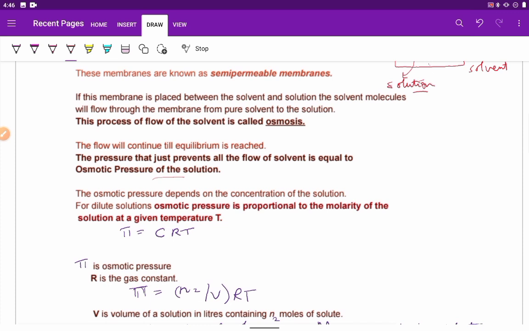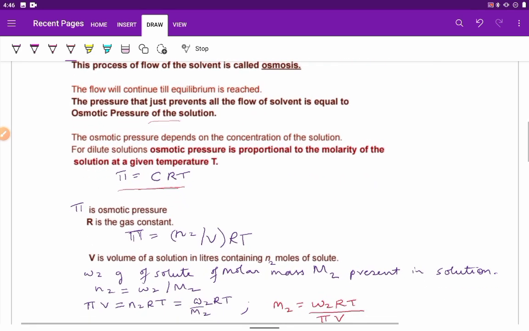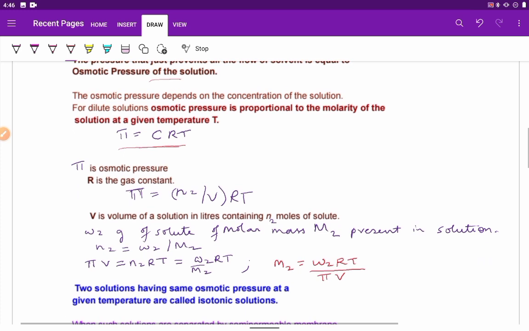So we can state pi equal to CRT, where pi is the osmotic pressure and R is the gas constant. Pi is given as n2 by V into RT. We know PV is equal to nRT. So pi is equal to n2 by V into RT, where V is the volume of the solution in liters containing n2 moles of solute, and n2 is the moles of solute.